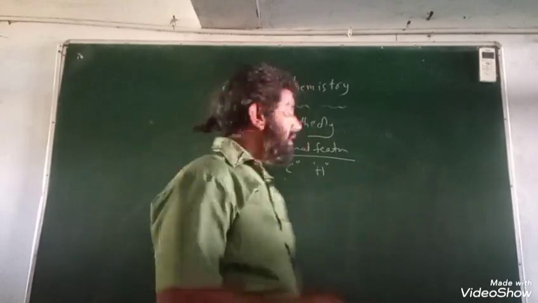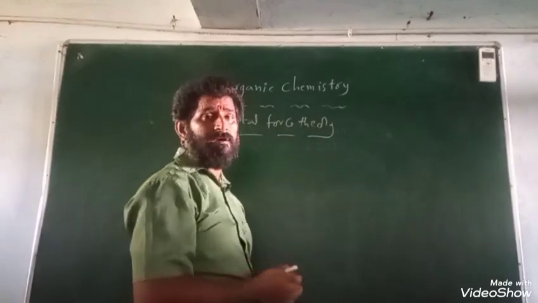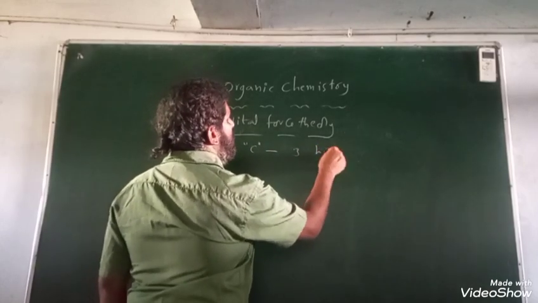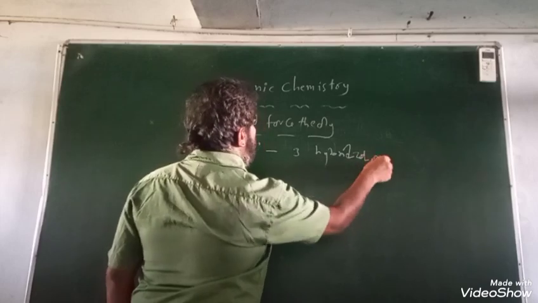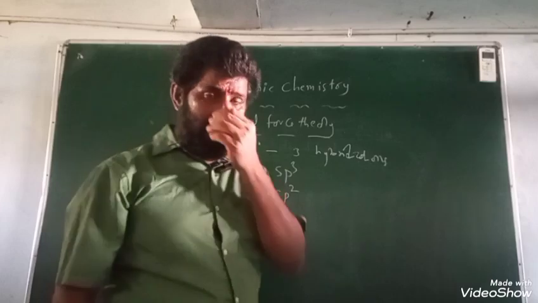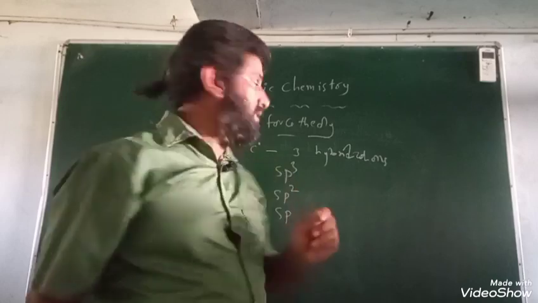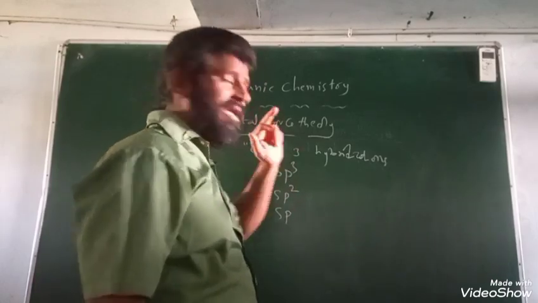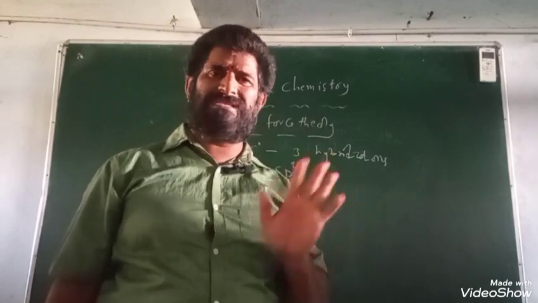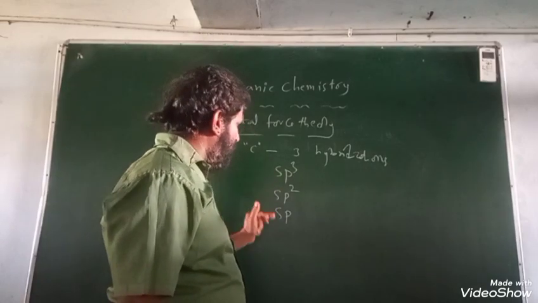Coming to the structural features, as carbon is the main unit, we are supposed to know how carbon is present in organic compounds. In all organic compounds, carbon has three hybridizations: sp3, sp2 and sp. Simply speaking, in all organic compounds carbon has tetracovalency, with any one of the hybridizations sp3, sp2 or sp. That means carbon must have 4 covalent bonds.